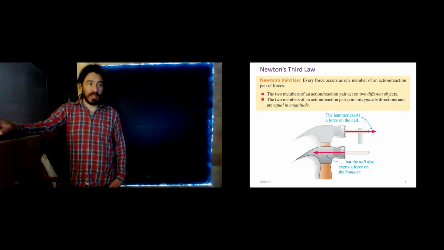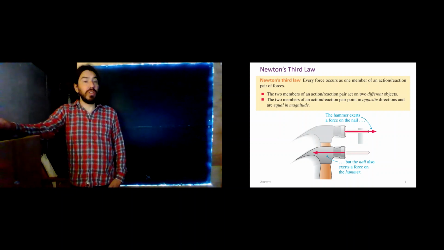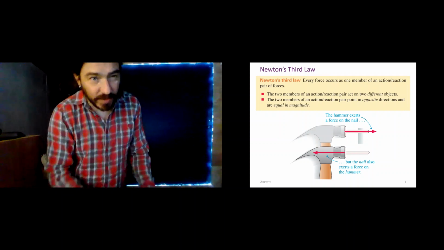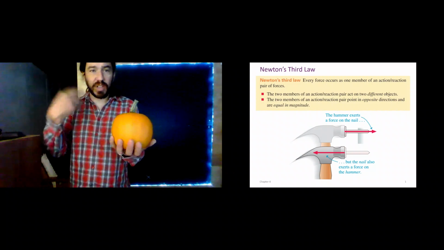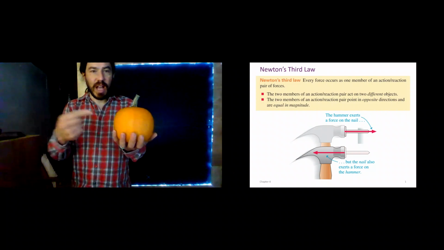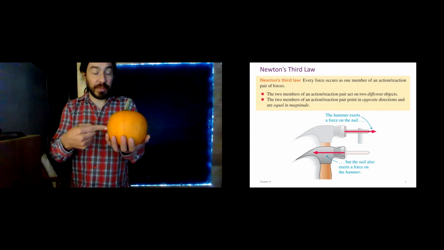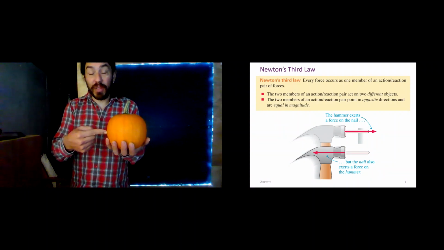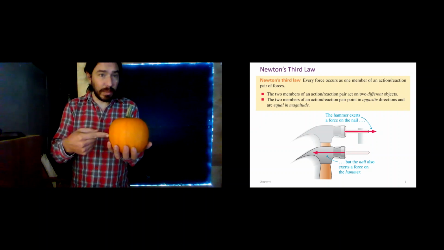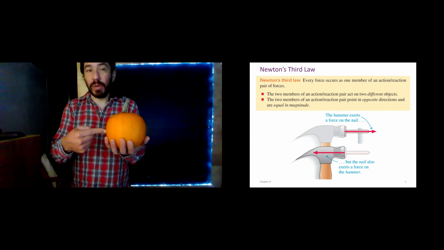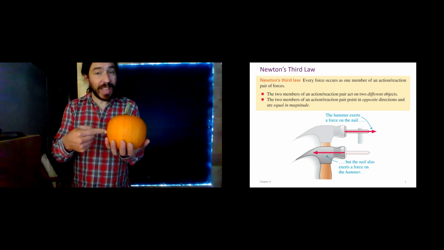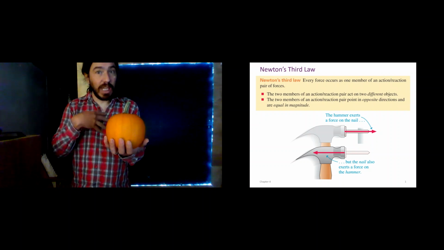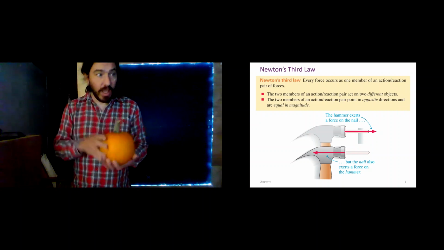Very important key points here. The two members of the action-reaction pair are on two different objects, right? And so here, the objects are me and the pumpkin. I push on the pumpkin, the pumpkin pushes on me. Two different objects. The two forces form an action-reaction pair. The force on the pumpkin and the force on me form an action-reaction pair. Notice that they are on different objects, me and the pumpkin.